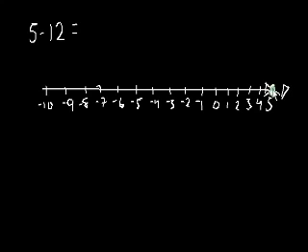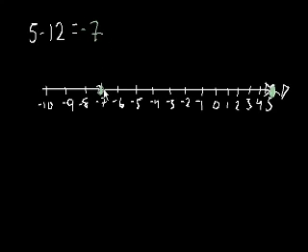Okay, 5 minus 12. If we start at 5, we're going to go to the left 12 because we're subtracting 12. So we go 1, 2, 3, 4, 5, 6, 7, 8, 9, 10, 11, 12. Negative 7.